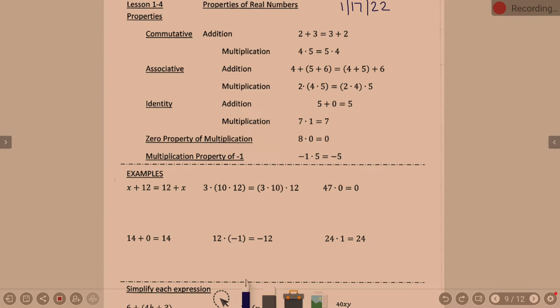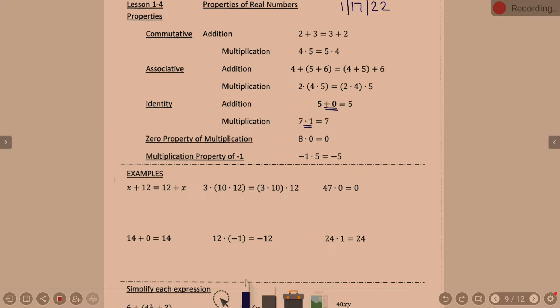The identity property, how do you get the same number? So what do I add to 5 to stay at 5? And so the adding identity is 0. Because if I add 0 to something, I stay at the same number. Multiplication identity, what do I multiply something by to stay at the same number? And that is 1. So if you see something adding 0 and staying the same, that's your adding identity. If you see something multiplying by 1 and staying the same, that's your multiplication identity.